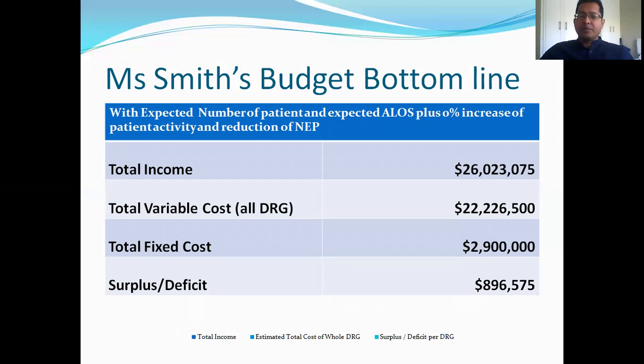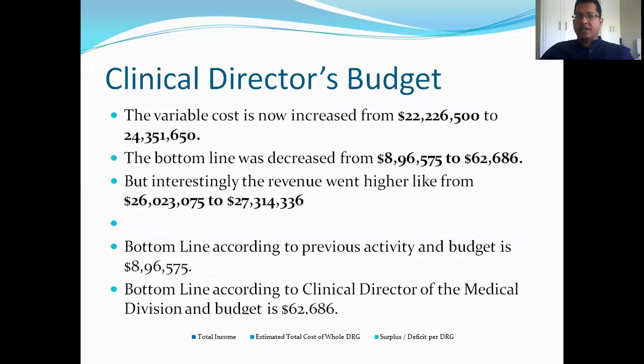Here she changed the total number of patients in different DRGs and average length of stay according to her assumption. When she was instructed by the clinical director to increase the patient activity by 4%, she created a new budget on the basis of the last 3 years' actual number of patients output of the hospital, and we can come to know that the revenue variable cost is increased, and the bottom line was decreased from 8.9 million Australian dollars to only 62.6k Australian dollars. The bottom line according to the previous activity and budget was 8.9 million dollars.